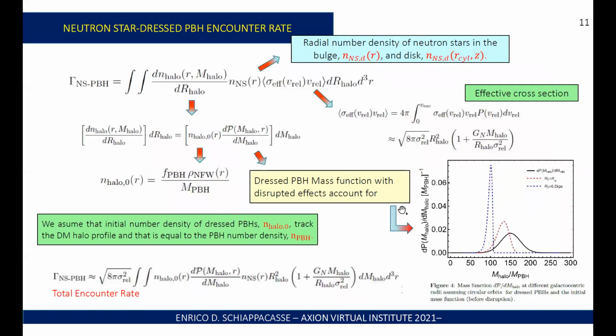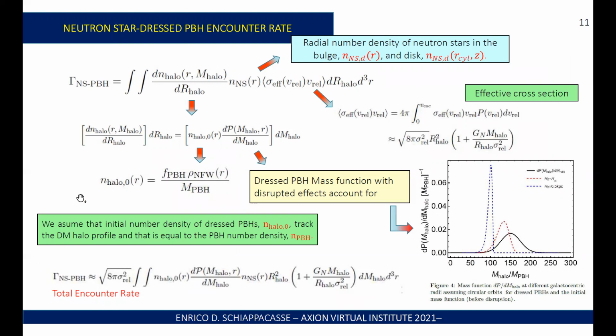We use this survival mass fraction in order to recalculate the initial mass function of primordial black holes. This is the initial mass function, which is a Gaussian distribution. And if we incorporate the effect of tidal forces, we see that as the orbital radius decreases, the initial mass function moves to lighter minihalo masses, and its shape also shrinks. That will affect the result of the encounter rate between neutron stars and dressed primordial black holes.